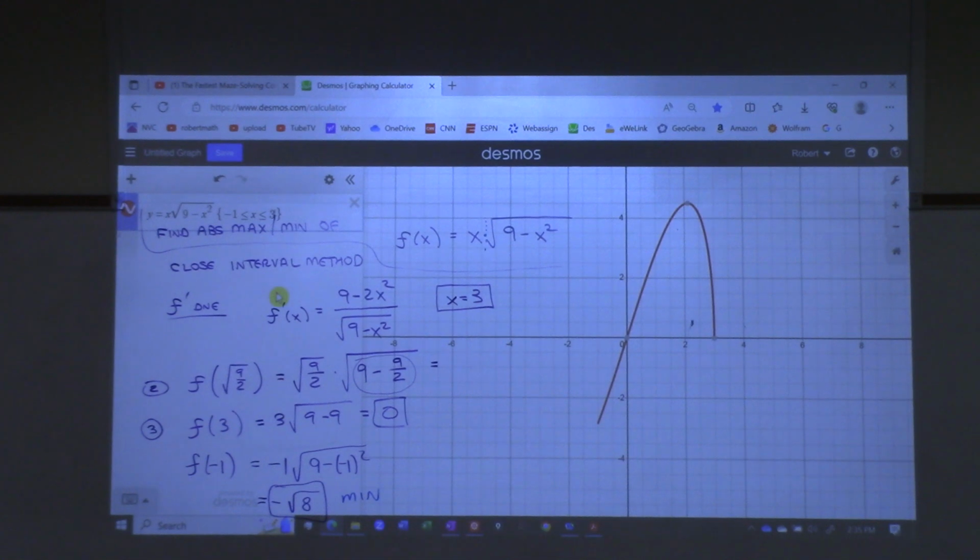And we found the minimum to be at negative 1 comma negative square root of 8. See that left point popped in right there? And then we found the max to be at, where was it, 4.5? Wait, no. What did we plug in? Square root of 9 halves, and then comma 9/2. There. See that point in green?